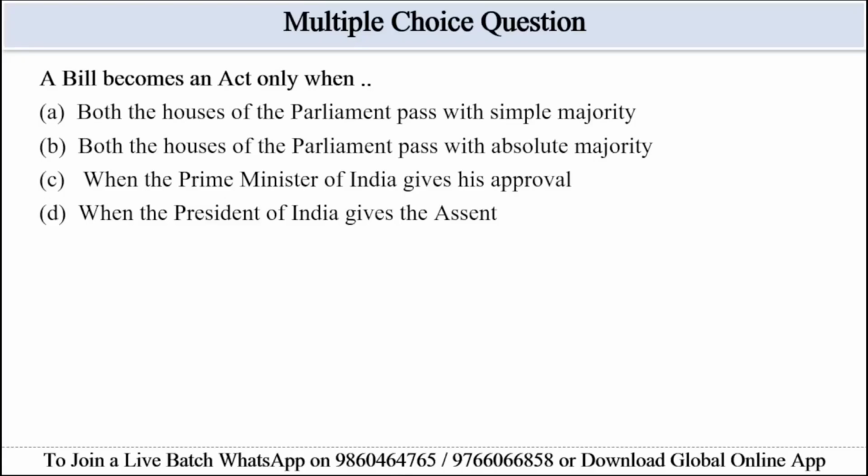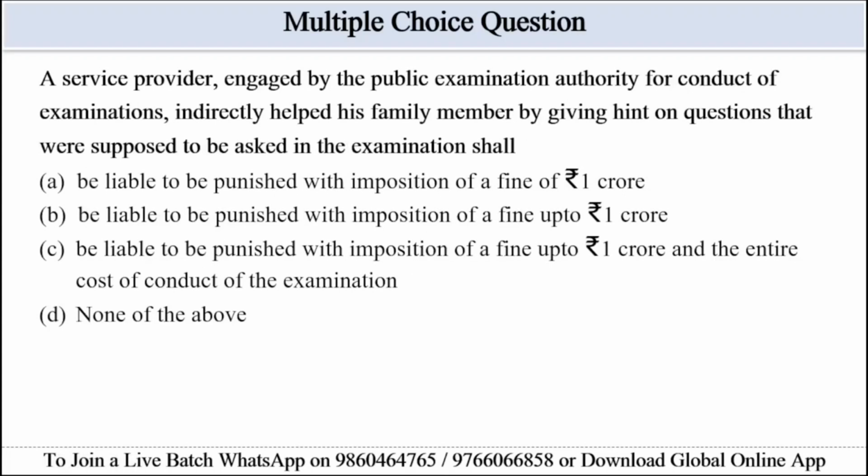In case of option C, when the Prime Minister of India gives his approval. The Prime Minister's approval is not a constitutional requirement for a bill to become an act. The head of state, the President, gives the final assent. This is incorrect. And option D says when the President of India gives the assent. This is the correct final step as per the Indian Constitution, and it is directly supported by the information in the passage. So option D will be the correct answer here. Let's move to the next question.